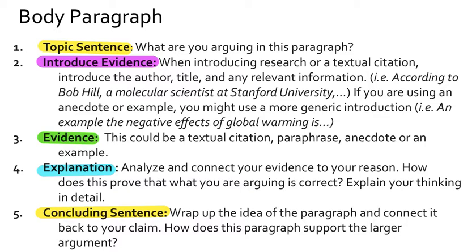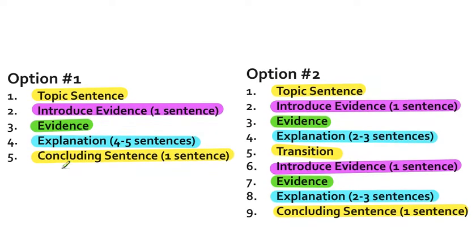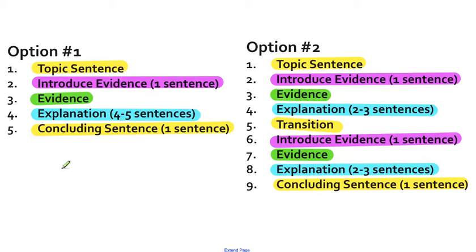There are 2 options for you when you think about writing your body paragraphs. The normal body paragraph that we have worked with, the analysis paragraph, is going to be your topic sentence, you're introducing evidence, and your evidence might be 1 sentence. And then your explanation or your elaboration is long. It's 4 to 5 sentences, and your concluding sentence. So that is an option.